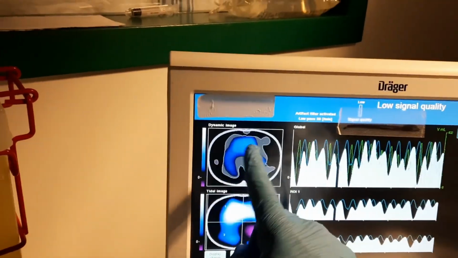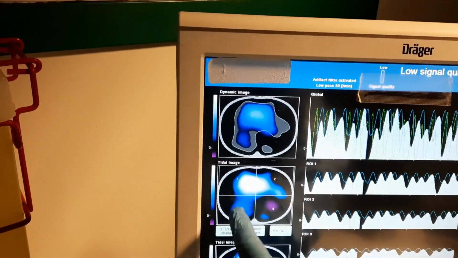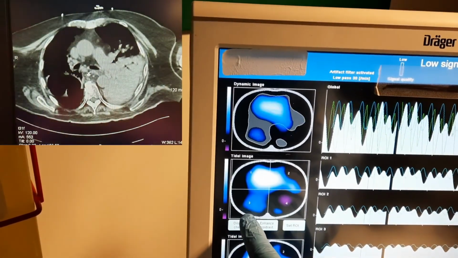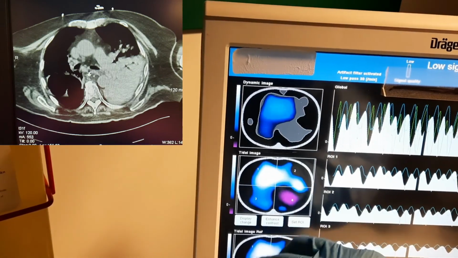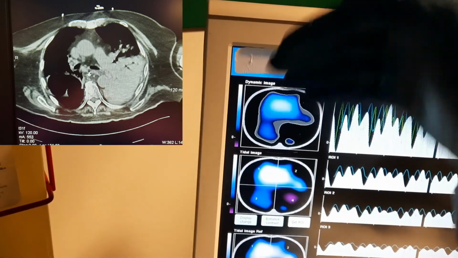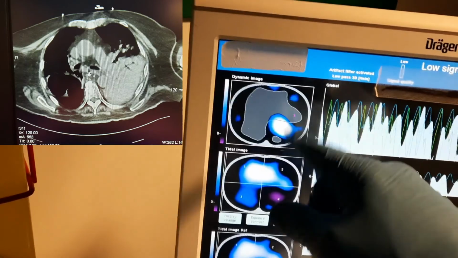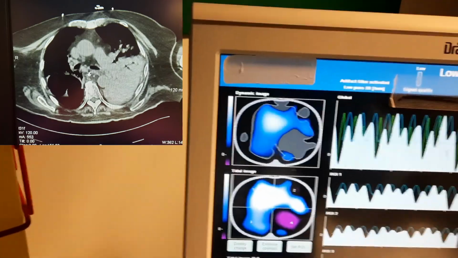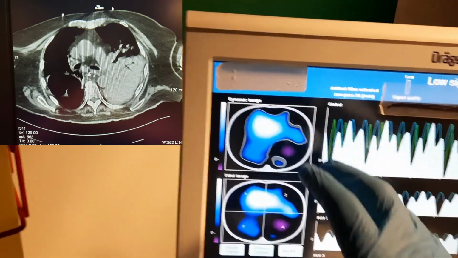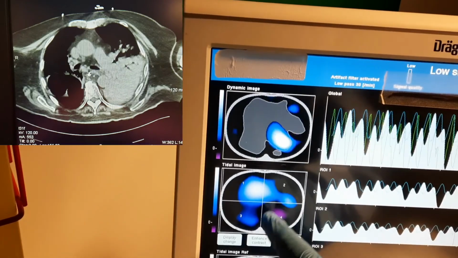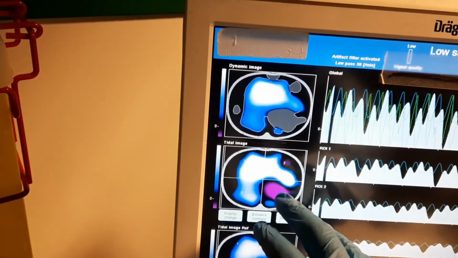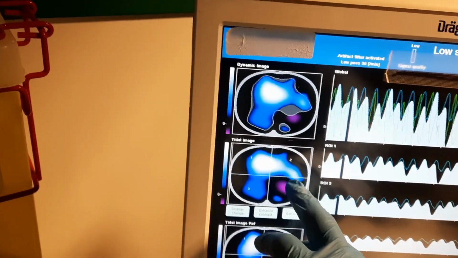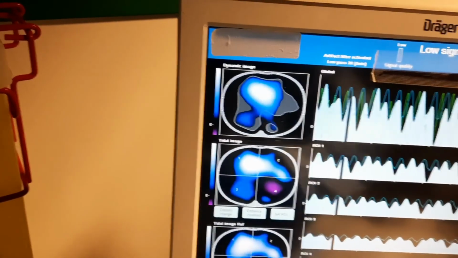You see on inspiration here, there's good distribution of ventilation overall. And sometimes on expiration, notice it goes down. As they're expiring, the air is going down to the left region. So there is a possibility of air going there due to the exudate, due to the amount of fluid accumulated due to pneumonia. This sometimes can appear purple.